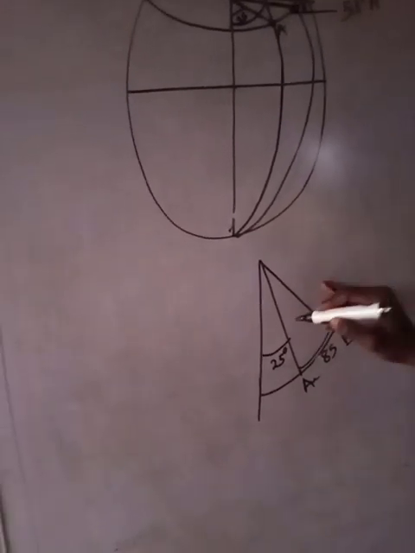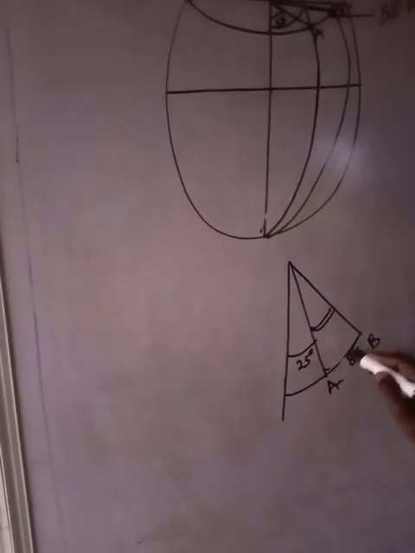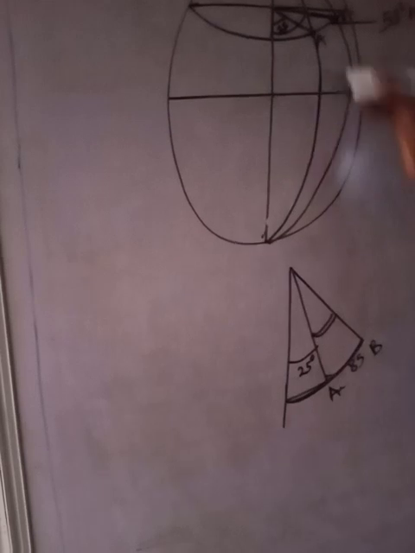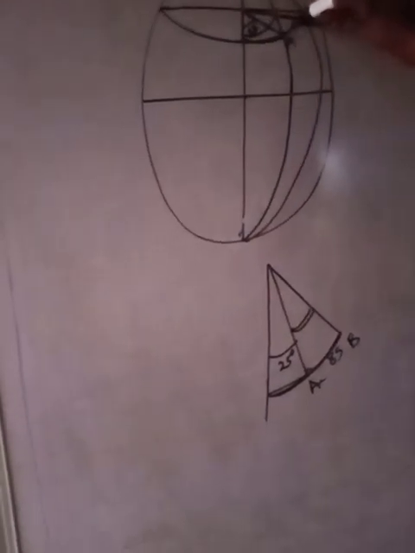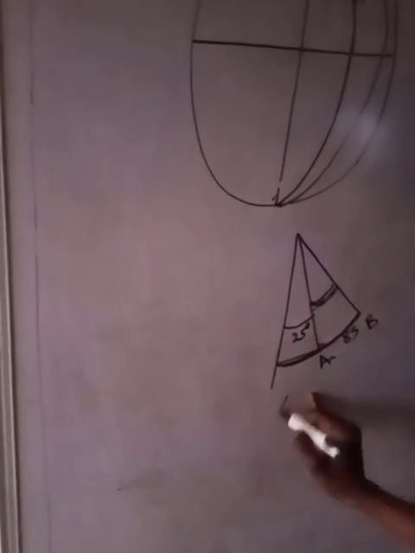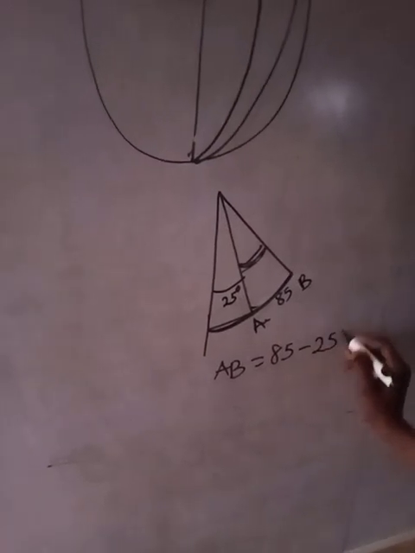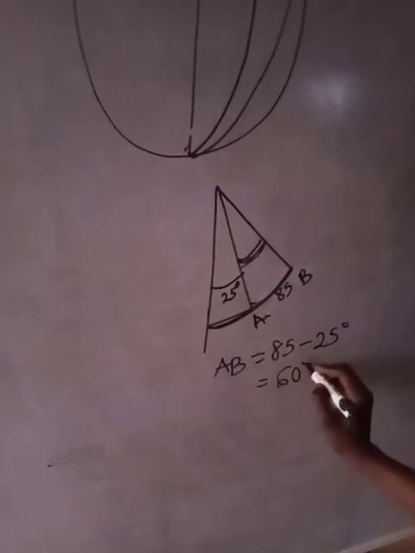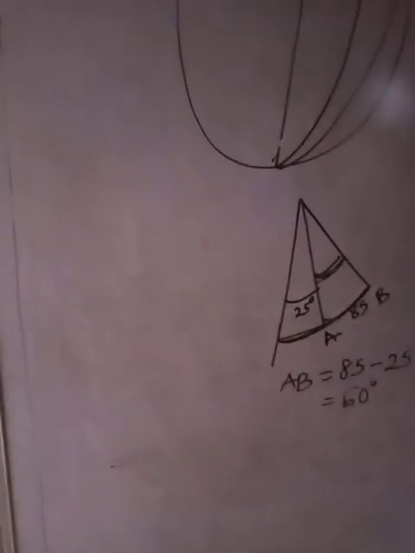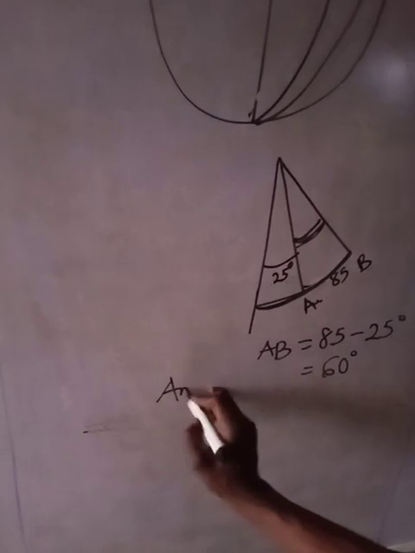So the angle we need is here. From here to here is 85, from here to this line. So to get the angle AB, it is simply 85 minus 25, and that's 60 degrees. That's the angular difference. We call that the angular difference.